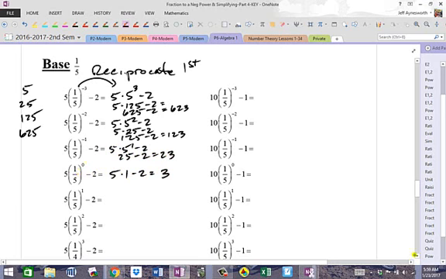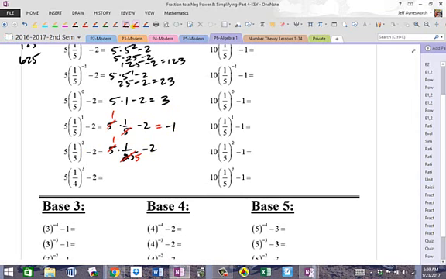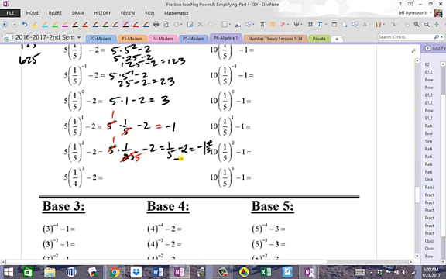All right, we're rocking. 5 times a fifth minus 2. Simplify. 1 times 1 minus 2 is just -1. Here we have 5 times 1/25. 5 squared is 1/25 minus 2. Simplify. Divide them both by 5. You get 1/5 minus 2. So 1/5 minus 2 is -1 4/5. Let me rewrite all this. -1 4/5.